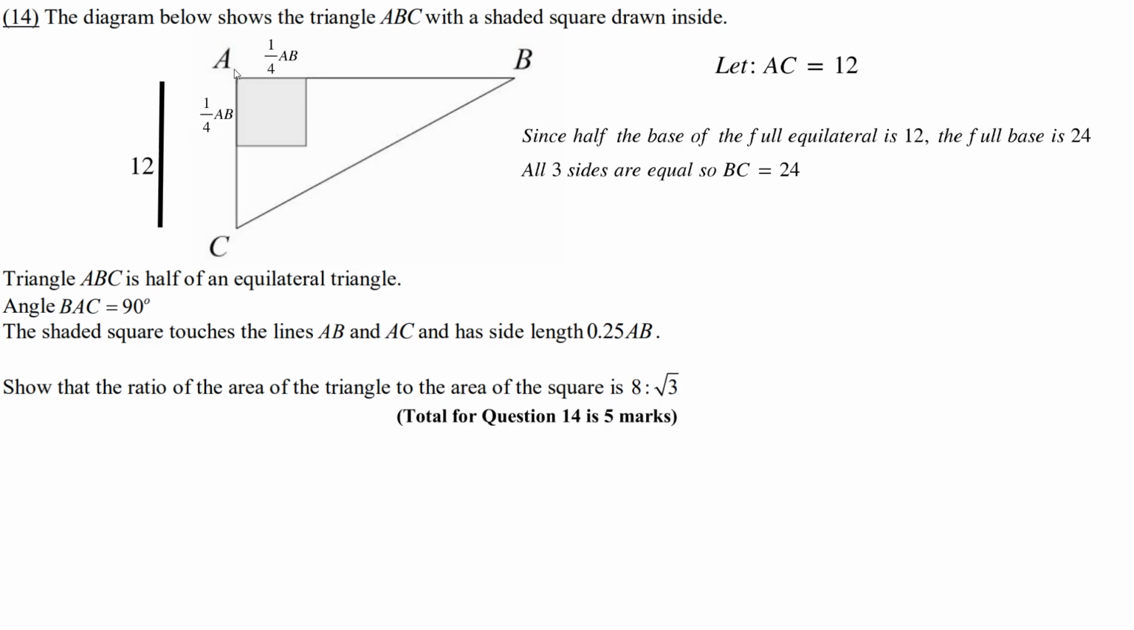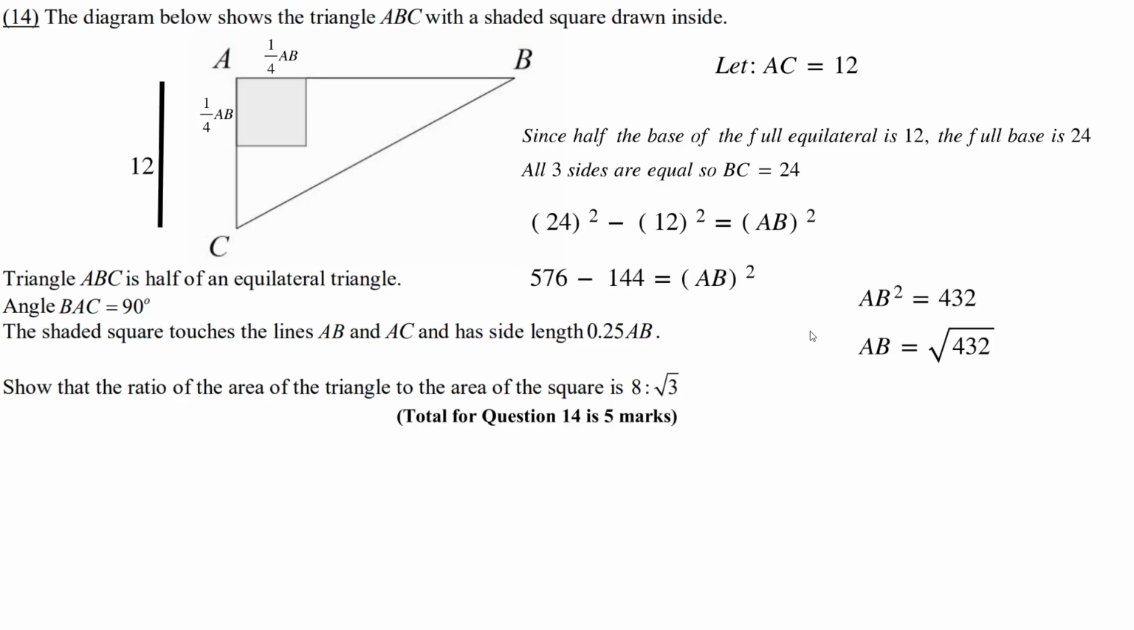And here we can use Pythagoras to work out what AB is. So 12 squared plus whatever this squared equals 24 squared, or 24 squared minus 12 squared equals AB squared. Now, 24 squared is, 28 times 2 is 56, 560, and then add 16 from 4 squared. So it's 576 minus 144 equals AB squared. And then that gives you 432, and then square root both sides to get AB equals root 432. Now, you can just simplify this. So 144 times 3 is 432.